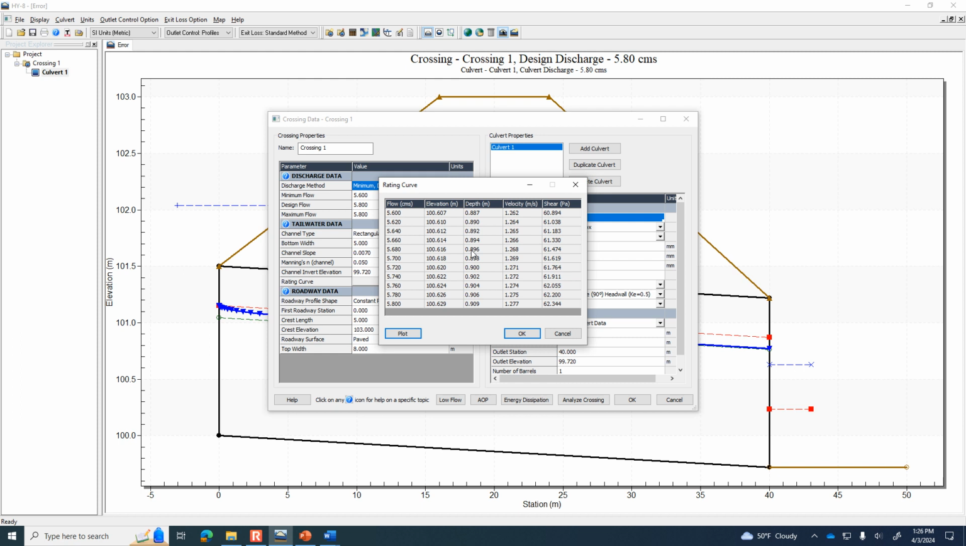So let's just write some of this down. Here right now for part B, for B equals 5 meters and Q equals 5.68 cubic meters per second, then the tailwater depth is 0.896 meters.